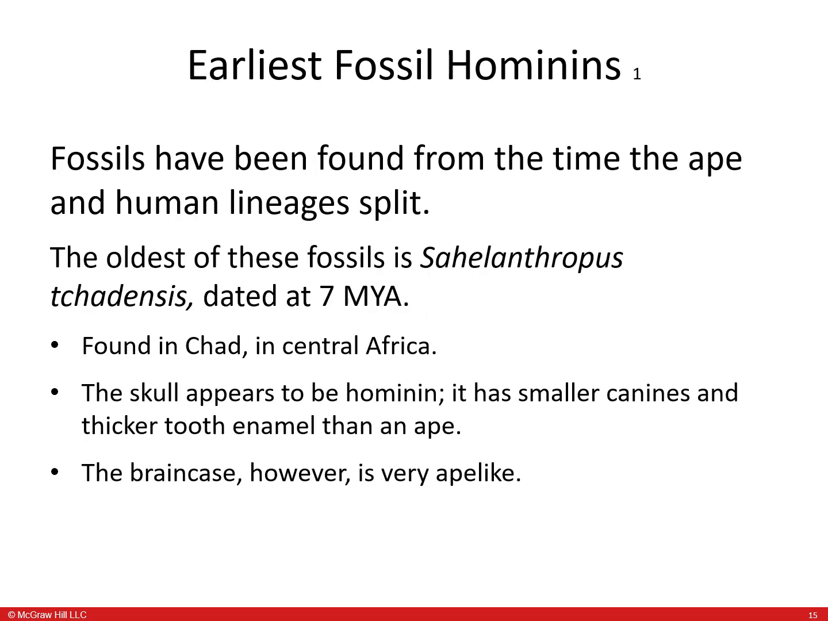The earliest fossils of hominins have been found from the time the ape and the human lineage split. The oldest of these fossils is Sahelanthropus tchadensis, dated 7 million years ago, found in Chad in Central Africa. The skull appears to be hominin. It has smaller canines and thicker tooth enamel than an ape. The brain case, however, is very ape-like.